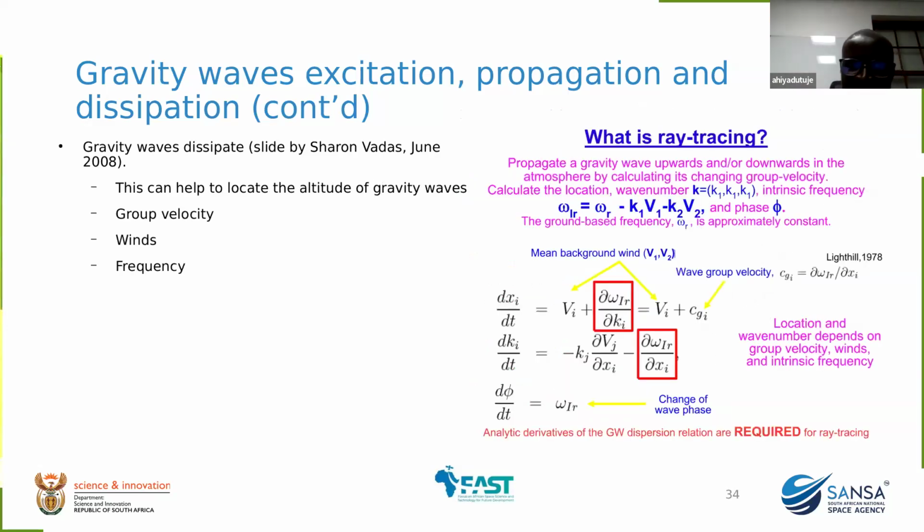So now, how do you study those gravity waves? You must do ray tracing. Here, ray tracing is when you try to mimic the propagation of the wave using the ray signals of an instrument. The ray tracing involves finding the group velocity; you get wind parameters and you get frequencies. Especially, you have to find those derivatives, which are called analytic derivatives of the gravity wave dispersion relation. So when you are doing ray tracing, you must have this dispersion relation and try to derive those parameters to find the group velocity.